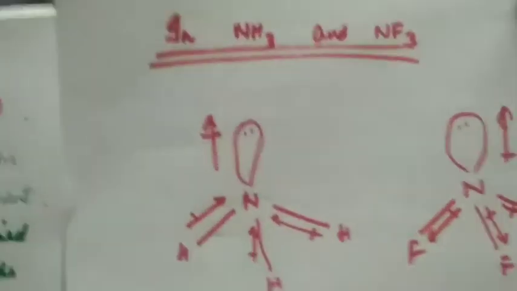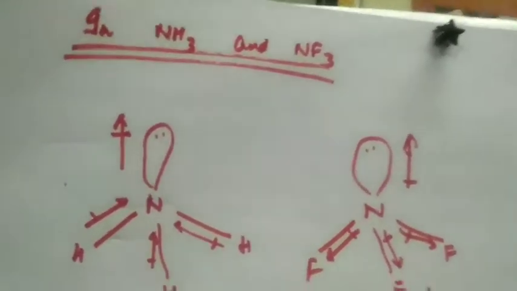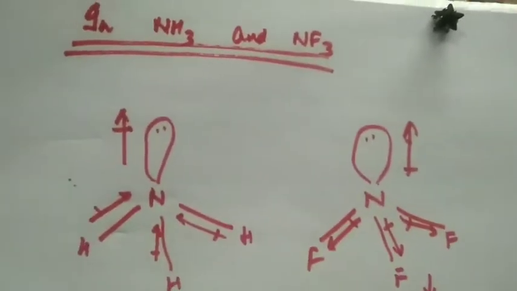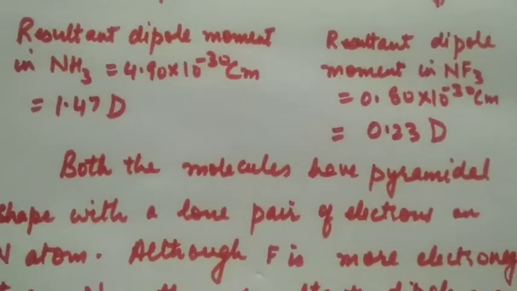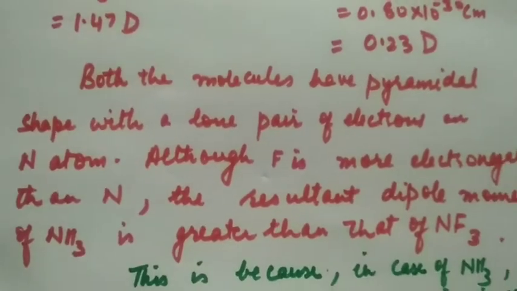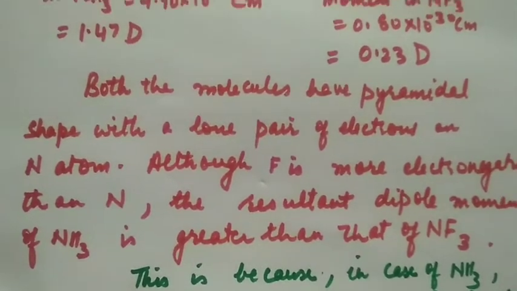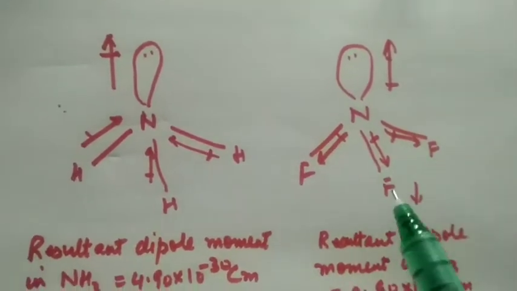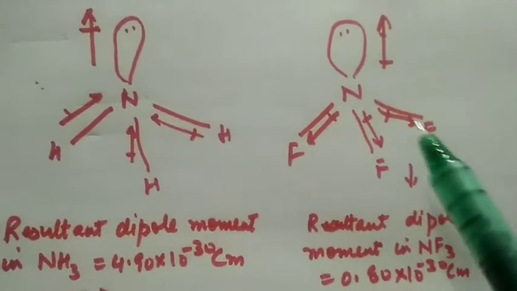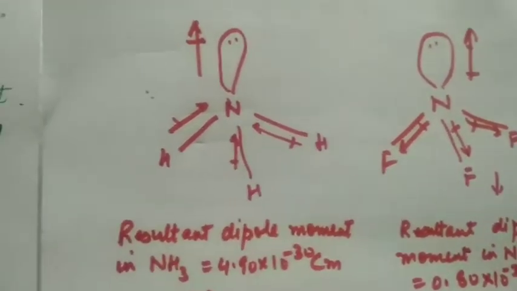Now an interesting case is ammonia and NF3. Both the molecules have pyramidal shape with a lone pair of electrons on the nitrogen atom, and although fluorine is more electronegative than nitrogen, even then this molecule has less dipole moment than ammonia.